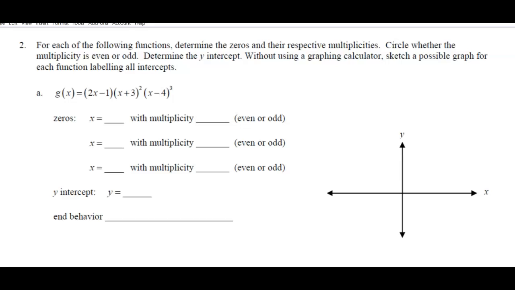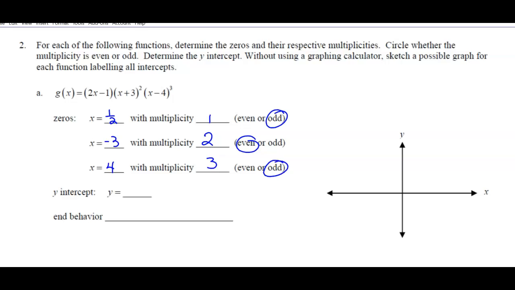So what are the zeros here? So 1/2, -3 and 4. Multiplicity, so look at the exponent on that bracket. There isn't one, which means it's a 1, which is odd. This one has exponent of 2, but that's a multiplicity on that zero, and that's even. And this one, 3, which is odd.